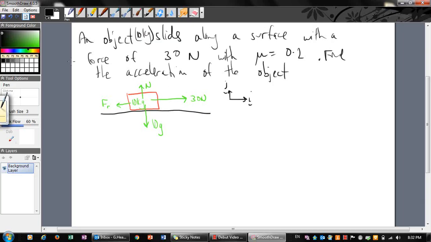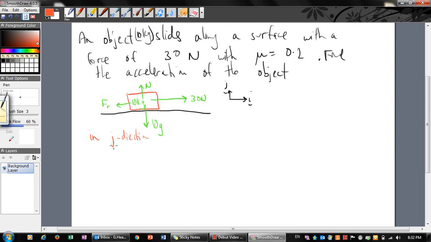So in these types of questions, I would always take it in two pieces. We'll look at the vertical situation first, and then the horizontal situation second. The reason we do that, like I just said, is because we need to know the normal force first before we can find out what the friction force is. So let's start the problem. Firstly, let's have a look in the i direction, what's going on. Sorry, j direction.